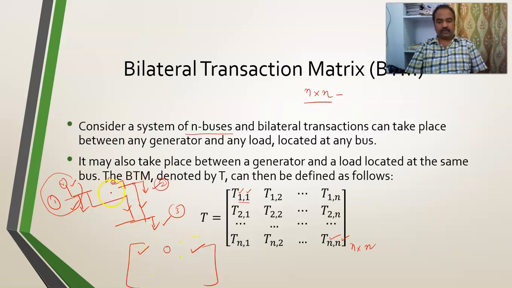And 2 to 1 is also not there, 2 to 2 itself it is there, and 2 to 3 is there. And here 3 to 1, from 1 you are getting power, so this is the power, and from 2 to 3 also you are getting, and 3 to 3 it is 0. So this is the way the bilateral transaction matrix is formed. These components will be discussed in detail in the next video lecture.